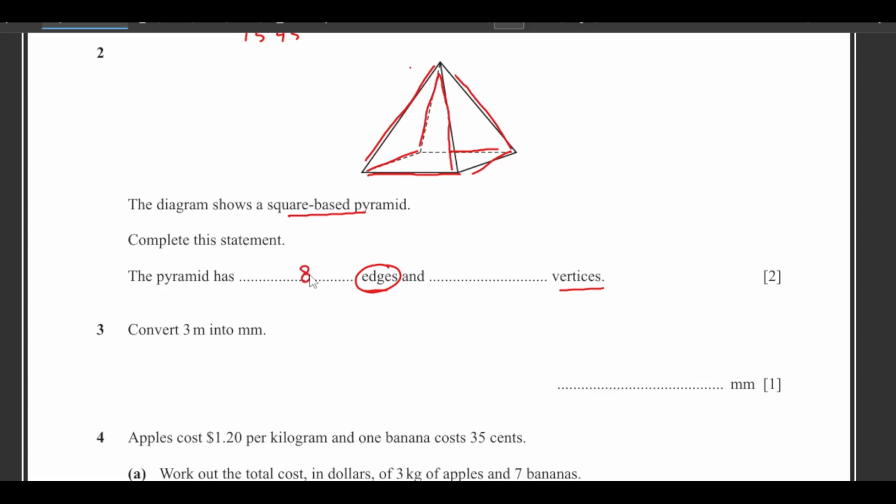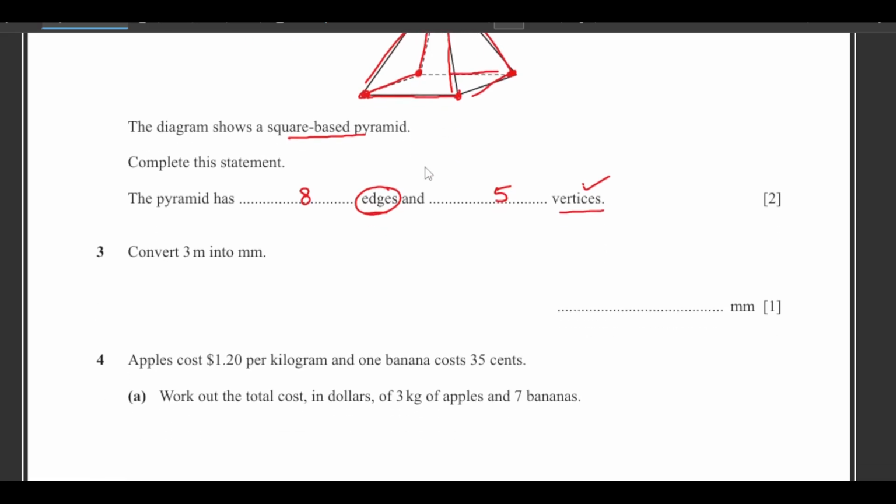And what are vertices? Vertices are the points where all these edges meet. So we can see we have one vertex here, second one here, 3, 4 and 5. So we have 5 vertices, right?